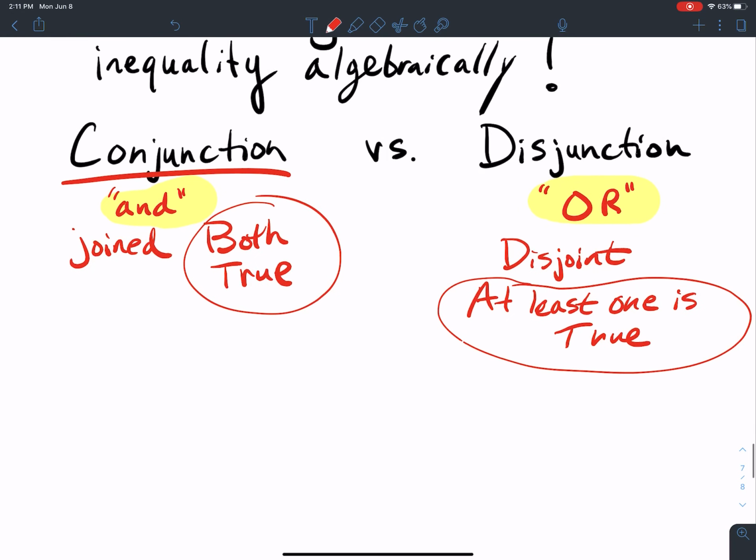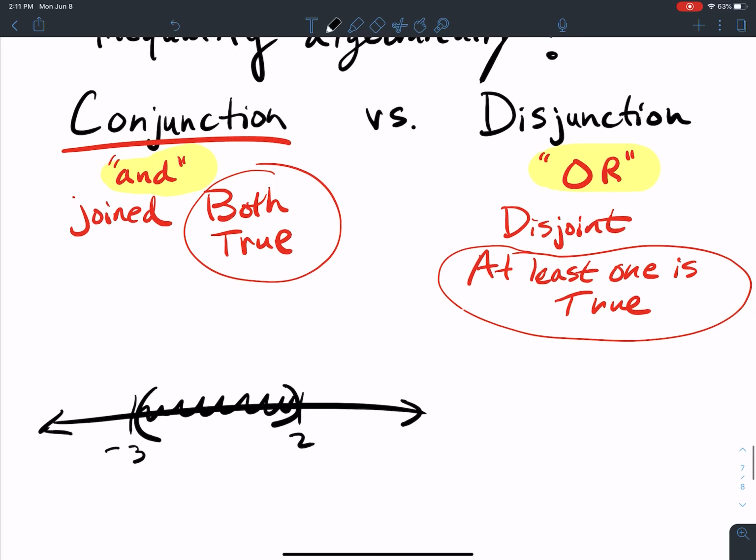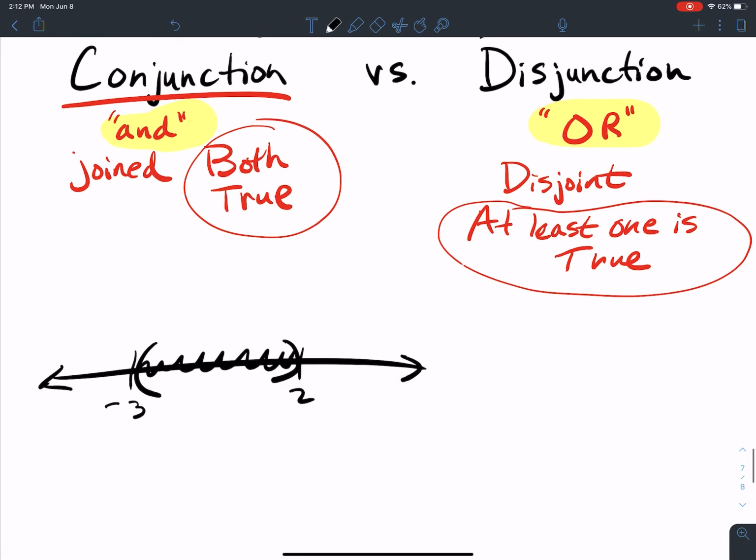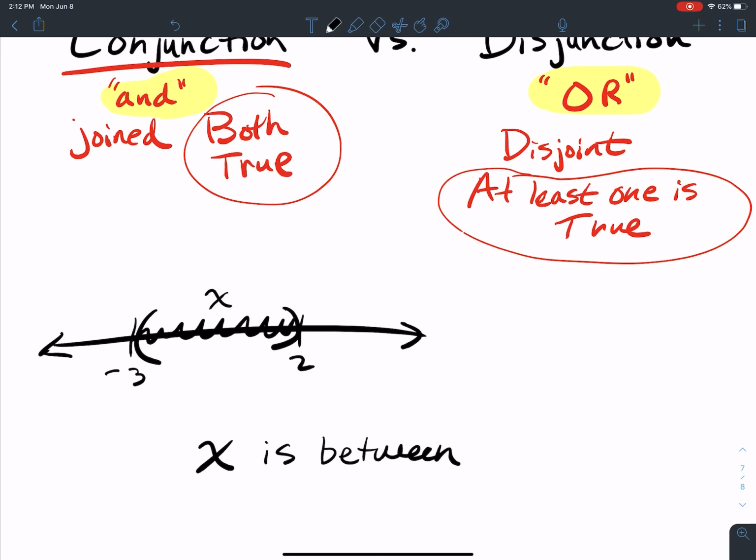All right, so let's take a picture. So we've got a graph, and it goes from -3 to 2. And so this is the shaded region right here, and I want to turn it into an inequality. All right, so let's see. X lives in this range here. So X is stuck between two numbers. This is between. What's it between? It's between -3 and 2.